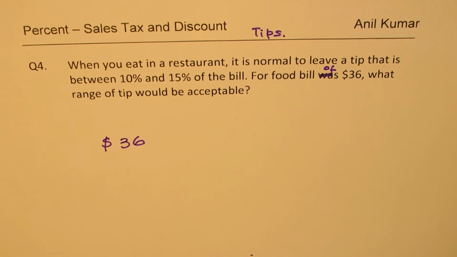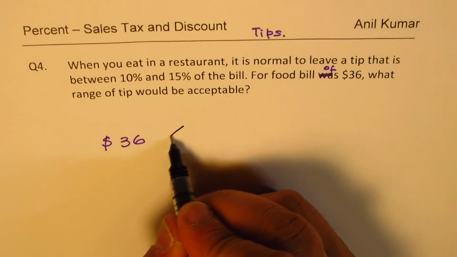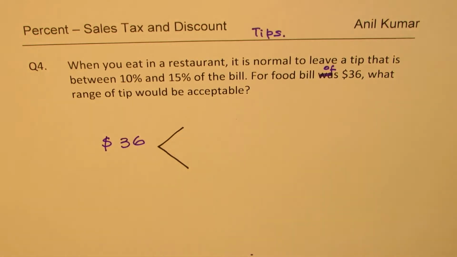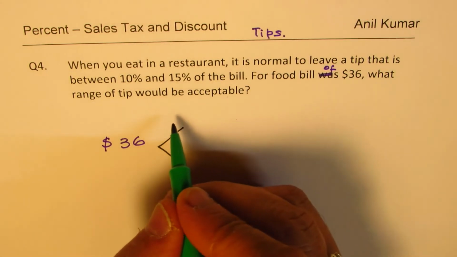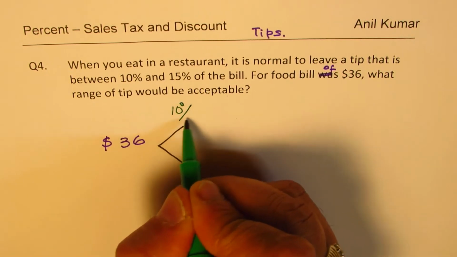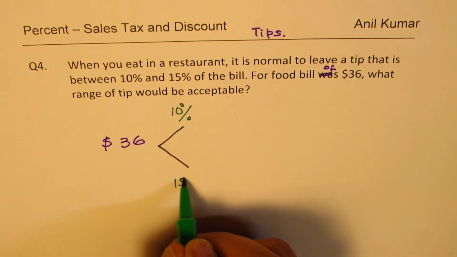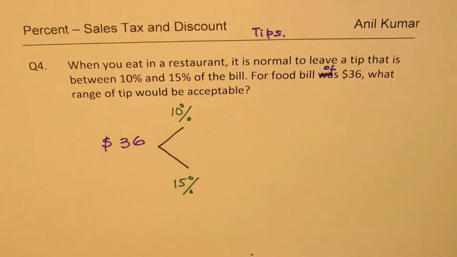What is the maximum amount of tip which should be paid if that is the rule? And what is the minimum amount? I should say the norm, right? So that will give you two values. We're looking for these two values for tips. Now, one value, which is the lower limit, is 10%. The other one is 15%. So you need to calculate these two.